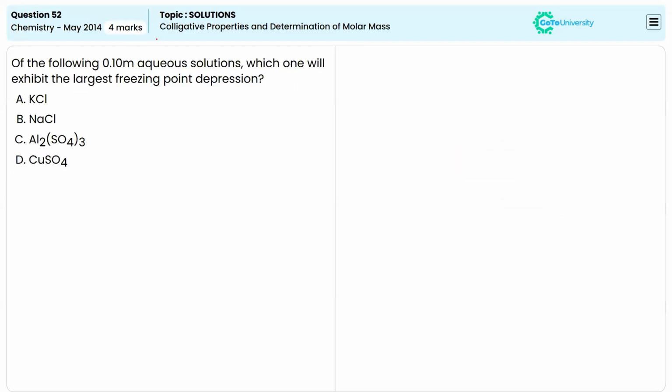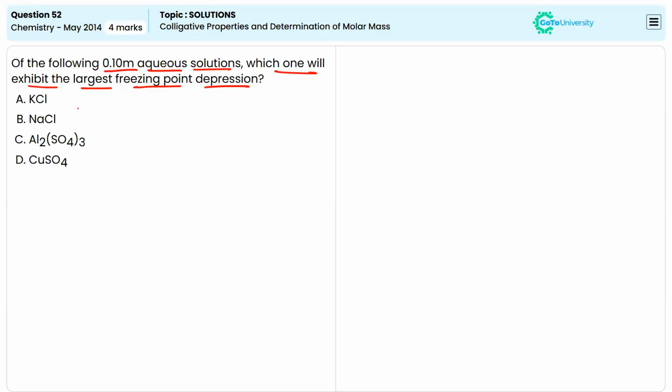Now the next question: of the following 0.1 molar aqueous solutions, which one will exhibit the largest freezing point depression? We have four different compounds: potassium chloride, sodium chloride, aluminum sulfate, and copper sulfate. We know that colligative properties of a solution are directly proportional to the number of particles. We already discussed colligative properties, which depend on the number of particles, so in all these cases we have to calculate the number of particles produced.